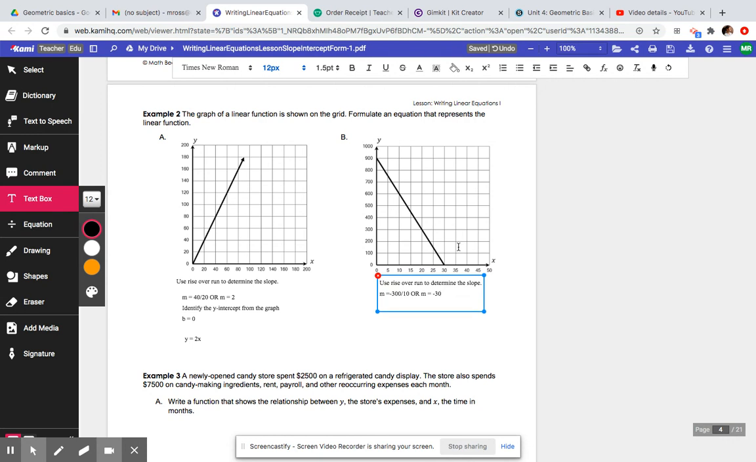And then next, you're going to identify the y-intercept from the graph. And this one's also pretty easy because we can see that it's crossing at 900. So our y-intercept is 900. Now we come to our equation. You're going to have y equals, replace m with what you got for your slope, which is negative 30. Put x in there, and then plus 900, because b is your intercept. And there you go, you got your answer.